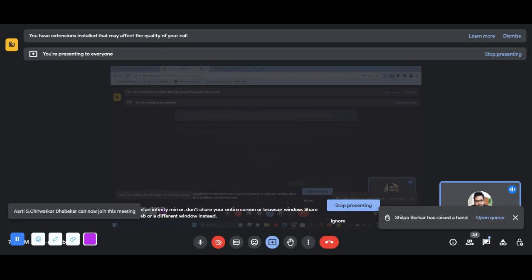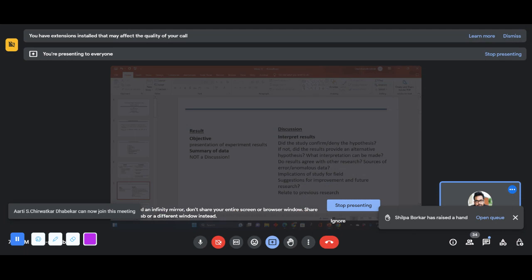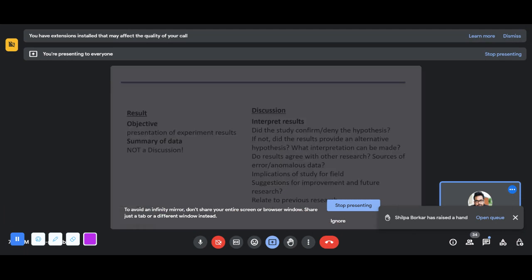Yeah, Shilpa, you want to say something? Please unmute and say. Okay, so if you want to say something, please unmute. Otherwise, I can carry on, right?